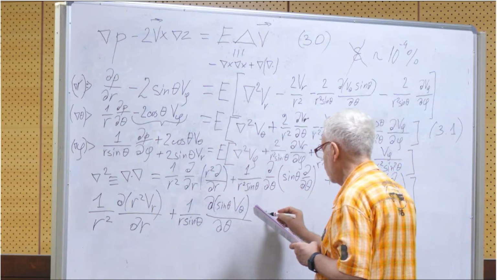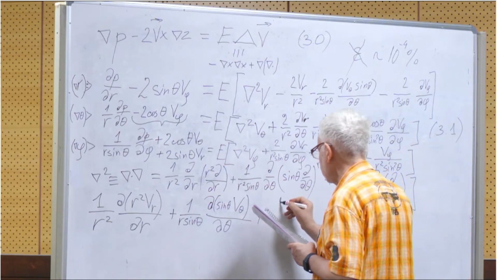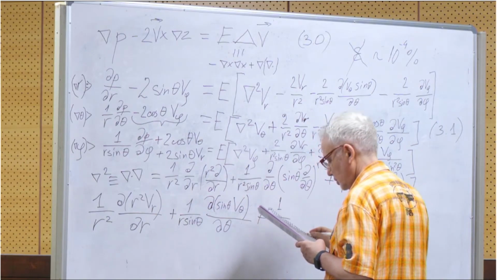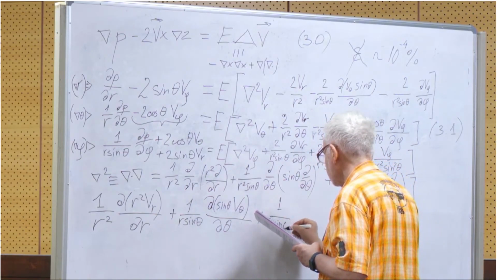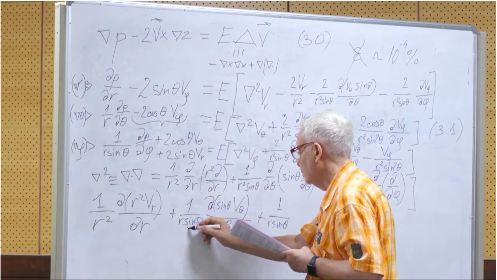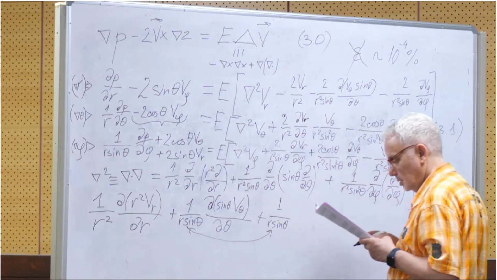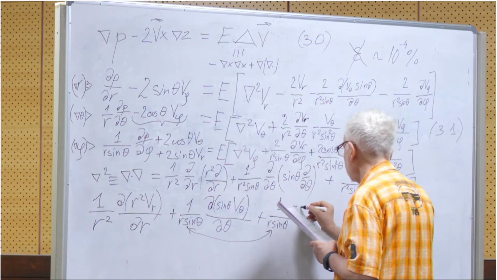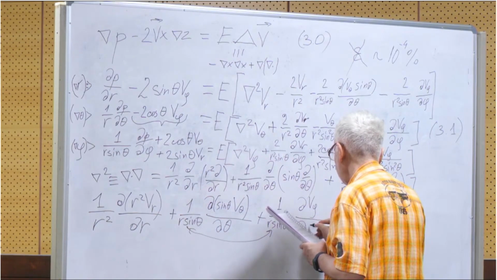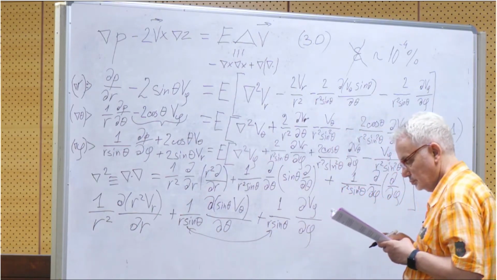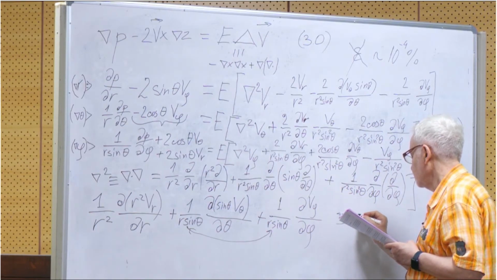The same rule applies to the phi component, the azimuthal rotational component. We have an r sine theta, the same as here, and then we have derivatives of Vφ over dφ. So this gets a special number, 3.2.